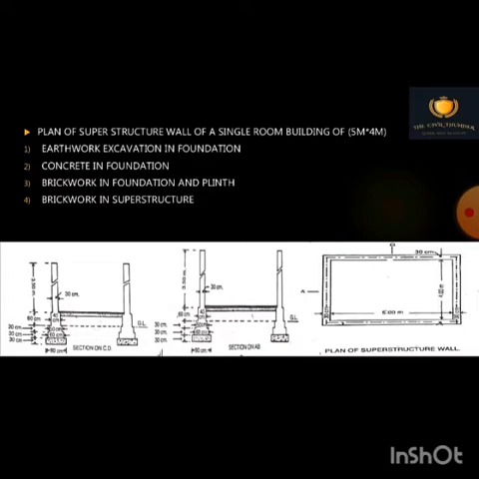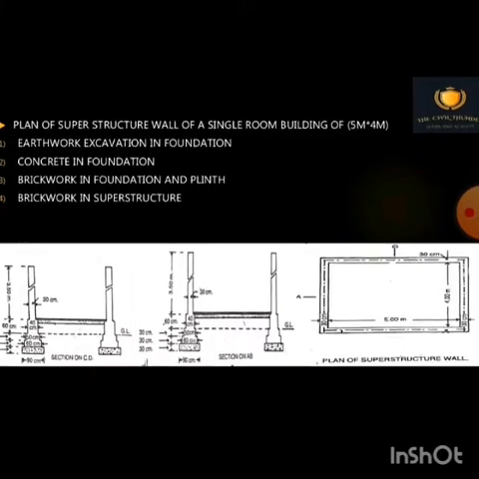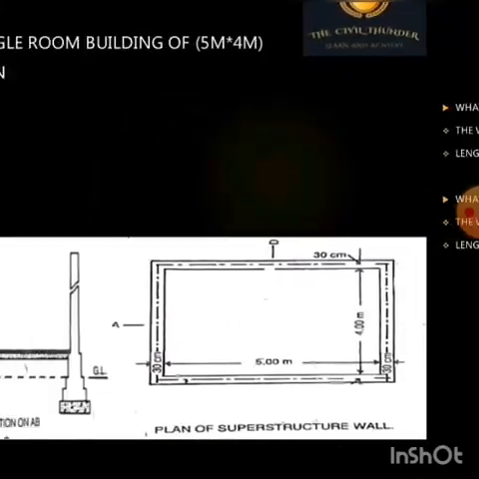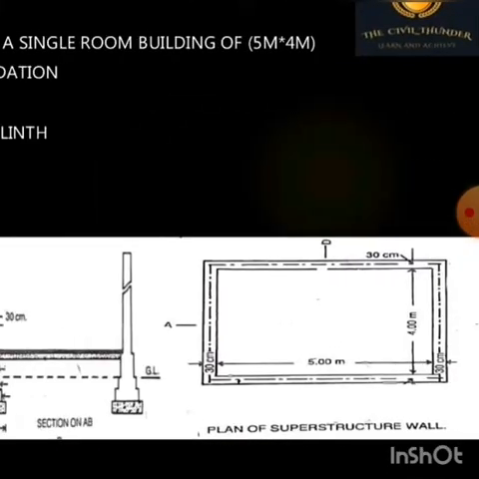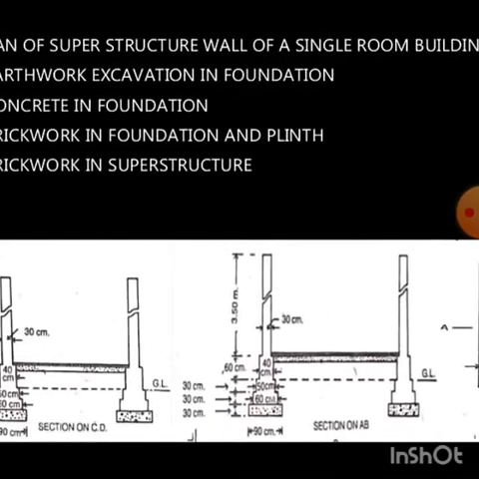The works we are going to perform are earthwork excavation in foundation, concrete in foundation, brickwork in foundation and plinth, and brickwork in superstructure. These are the four works we are going to perform, and this is a plan and this is a cross section of the single room building. The plan of the superstructure is this one, and this is a cross section.